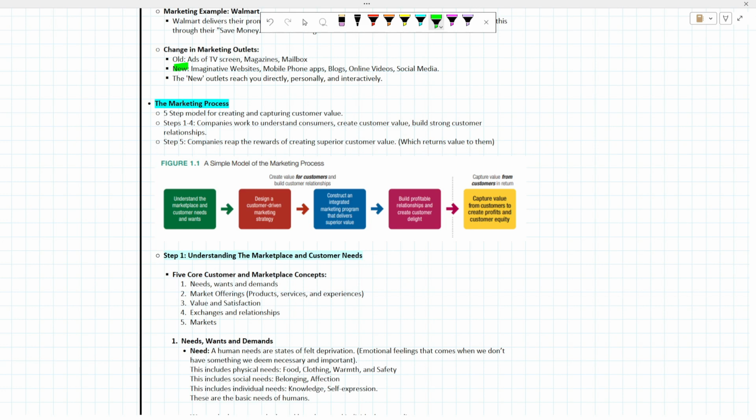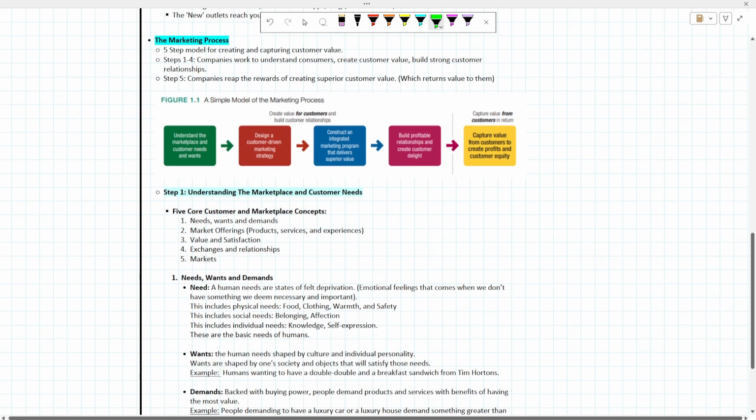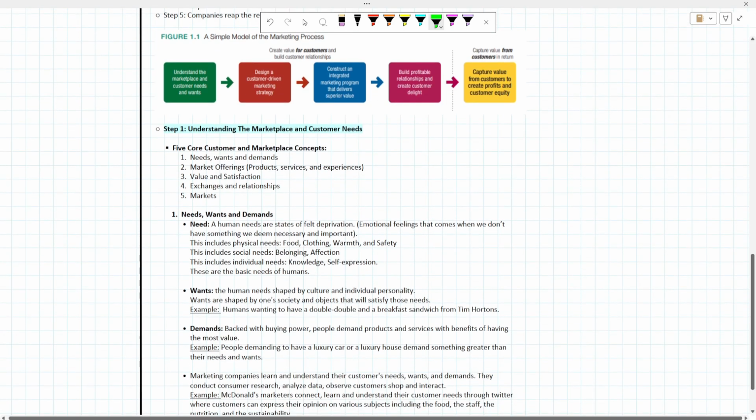So let's talk about the first one, understanding the marketplace and customer needs. So here are the 5 core customer and marketplace concepts. 1, you have your needs, wants, and demands. 2, you have your market offerings, your products, the services, and the experiences that it provides. 3, value and satisfaction. 4, you have exchanges and relationships. And then 5, you have your markets. So I just listed the 5 core customer and marketplace concepts. Now I'll explain them. So the first one, needs, wants, and demands.